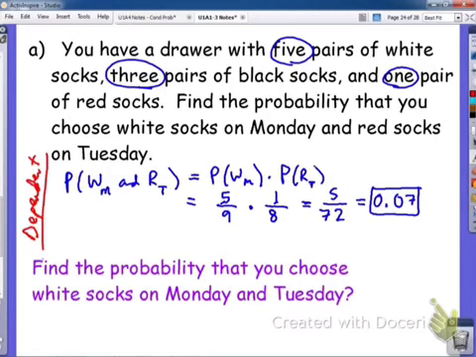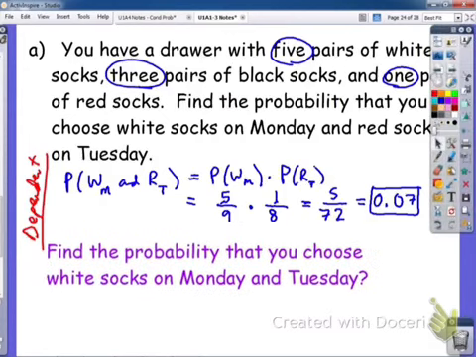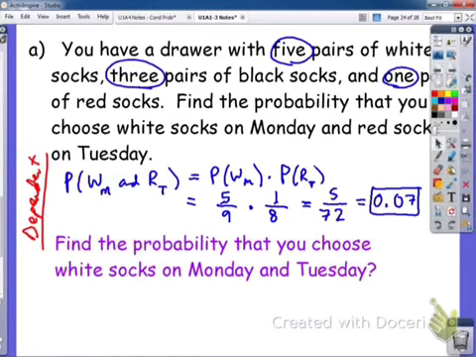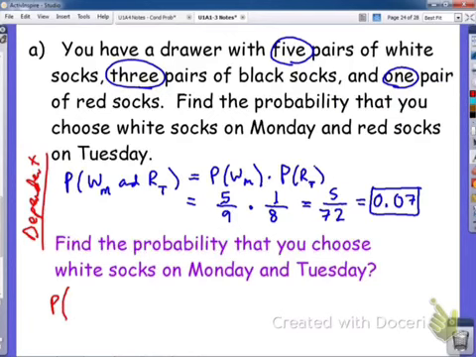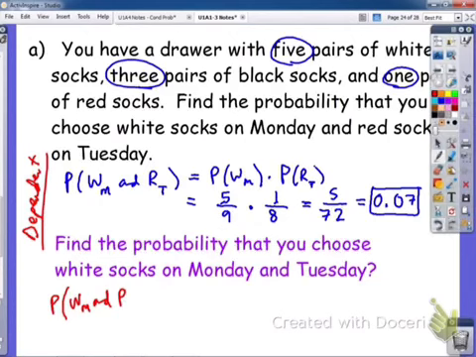Okay, find the probability that you choose white socks on Monday and Tuesday. White socks on Monday and Tuesday. So the probability that you select white socks on Monday and white socks on Tuesday.